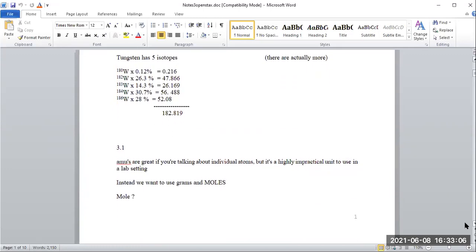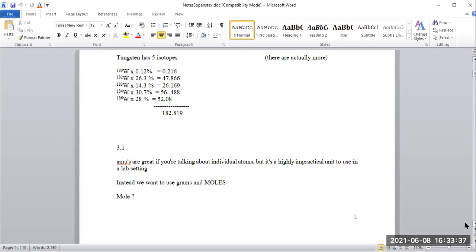The AMUs are really great if we're talking about 1, 2, half a dozen atoms. Our balances, since everybody's been through lab at this point, are ones that use a balance that only reads to 3 decimal places. You're not going to be able to weigh AMUs directly. Our balances definitely don't go that low.